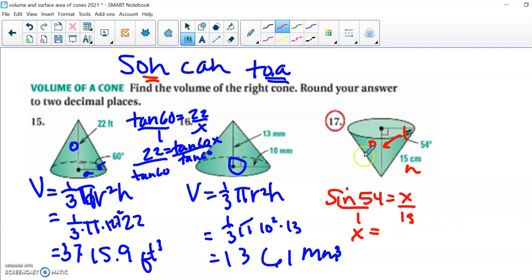And it looks like my height is about 12.1. Just make sure your answer makes sense. I knew it was going to be less than 15 because 15 is the hypotenuse here.